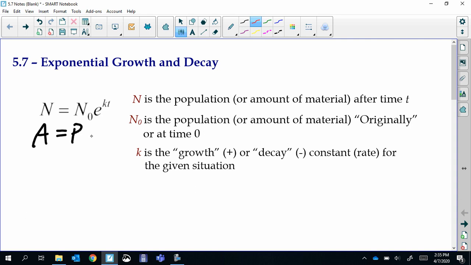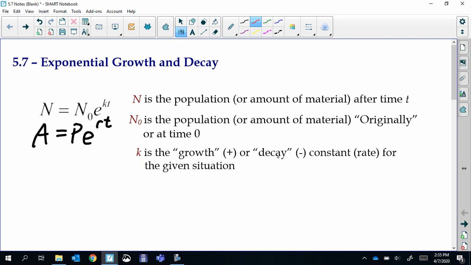Yesterday it was A equals P e to the rt. Today it's N equals N naught e to the kt, or N sub 0 e to the kt. So if you notice, it's just N and N naught instead of A and P, and then k instead of r, but it is the same formula.